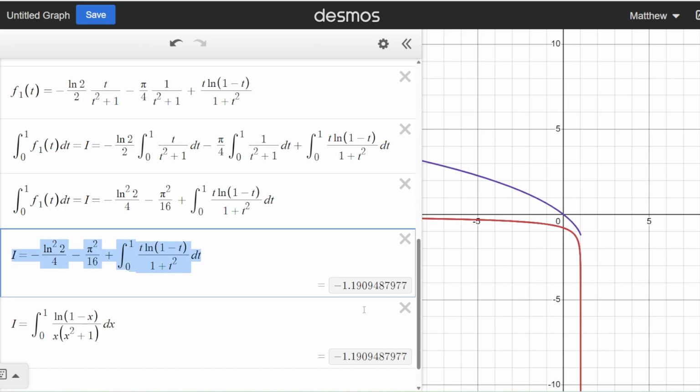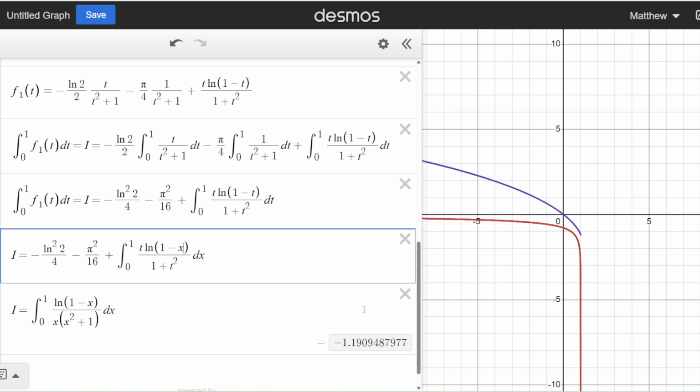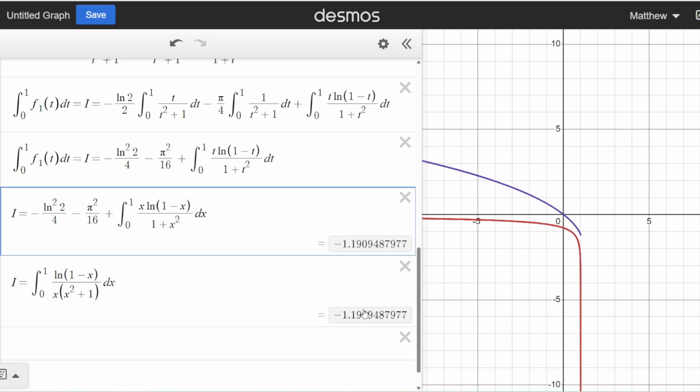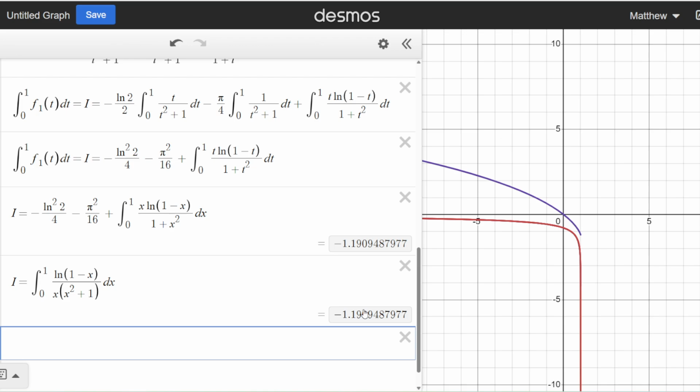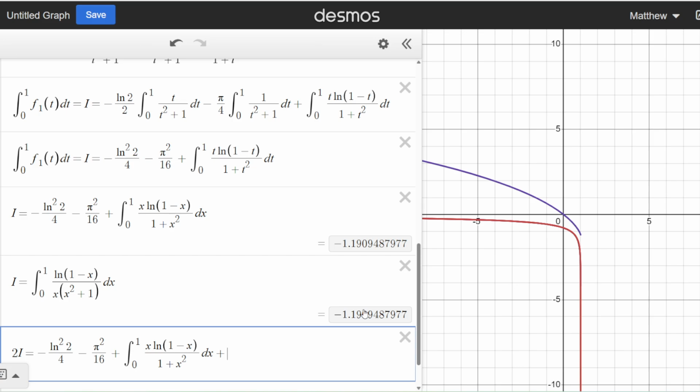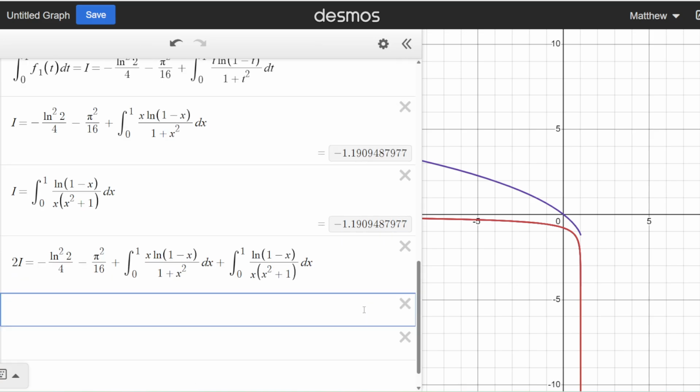I'm going to change the dummy variable here back to x. Well, we have two different expressions for I, so we can add these two together. If we add the left-hand side, we get 2I. And if we add the right-hand sides together, we get this plus this.